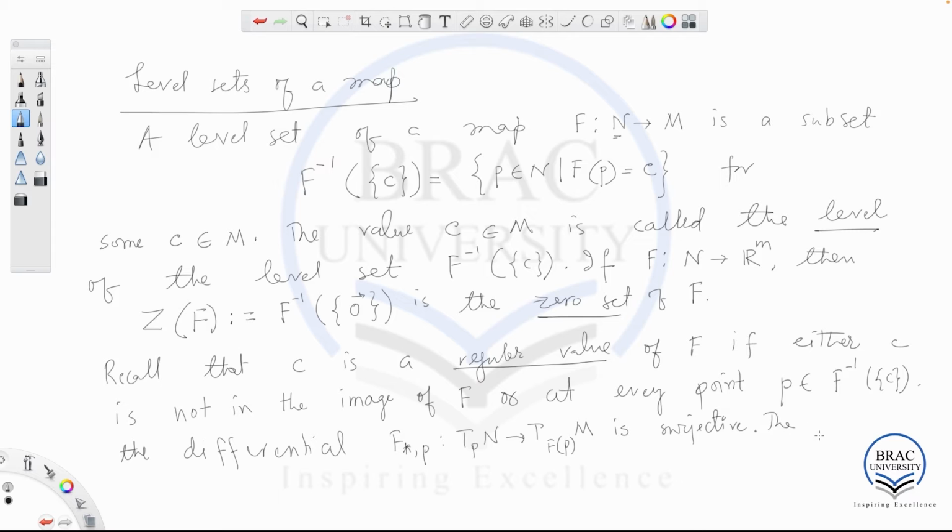The pre-image F inverse of C of a regular value C is called a regular level set.